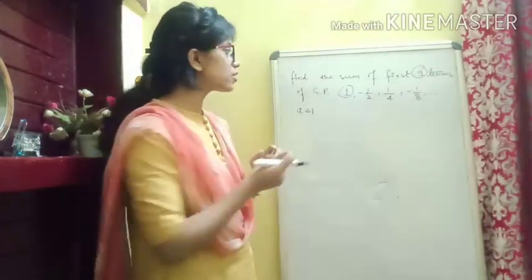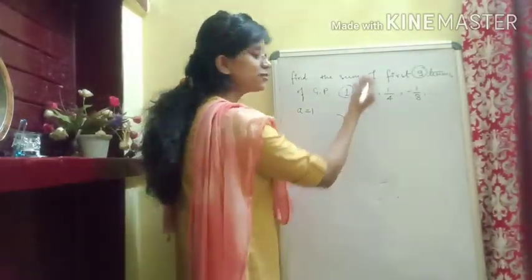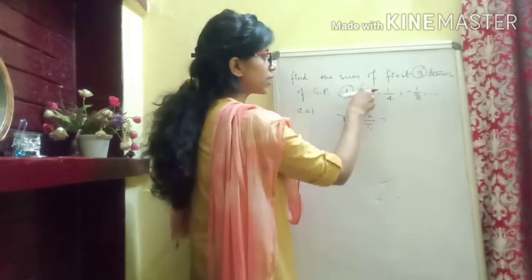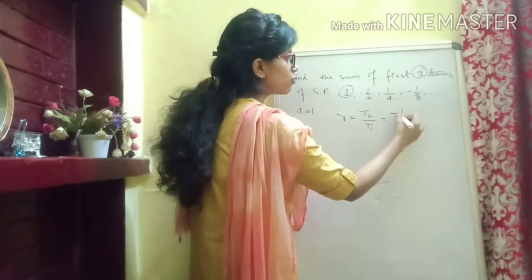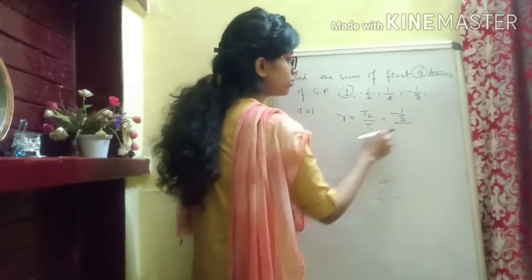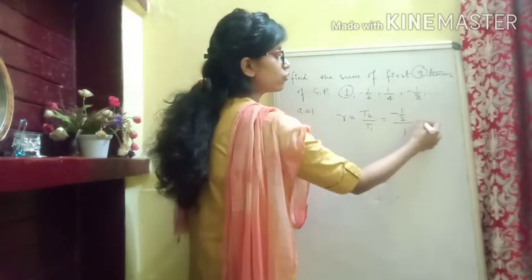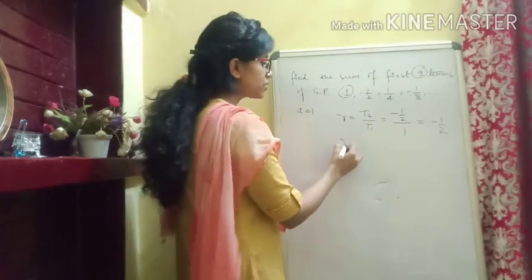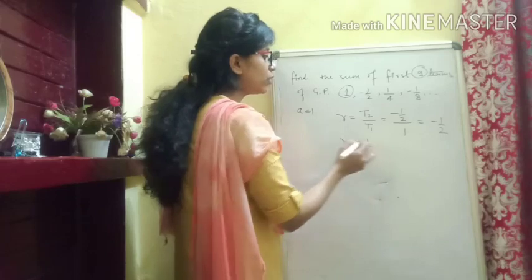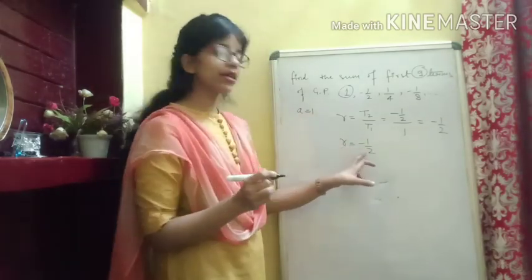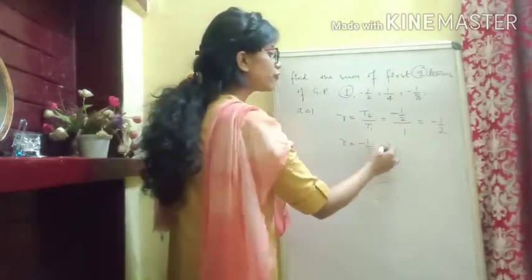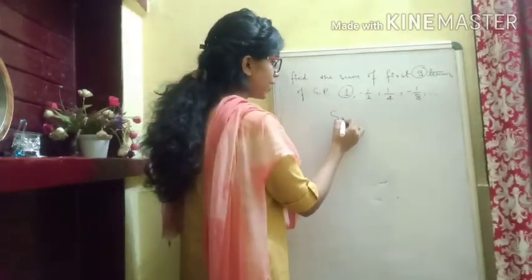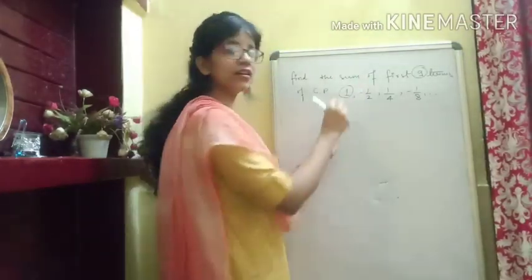And how do we calculate r? r will be calculated by the ratio of two terms, like T2 upon T1. What is your second term? That is minus 1 upon 2, upon T1. T1 is 1, so eventually it will give you minus 1 upon 2. That means r is coming minus 1 upon 2, which is of course less than 1. If I write the formula Sn, that is Sn, and here what is n?